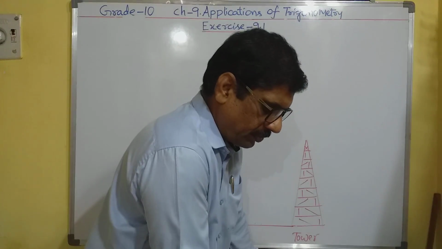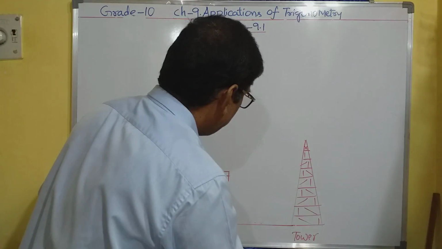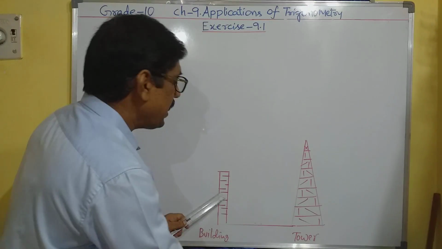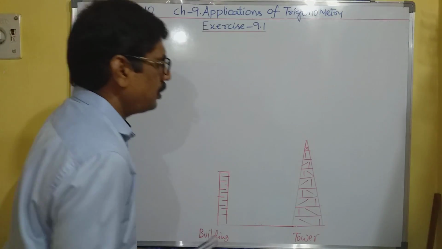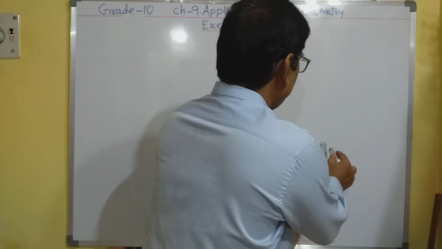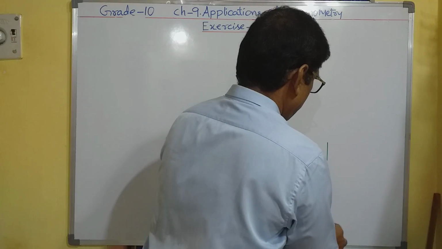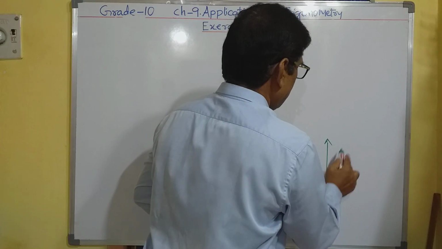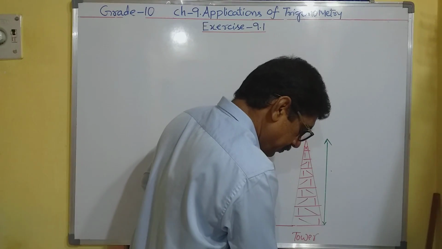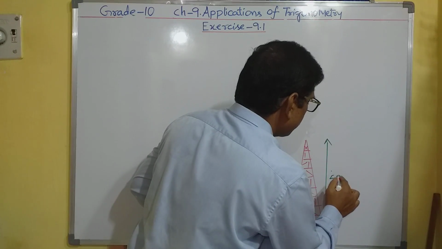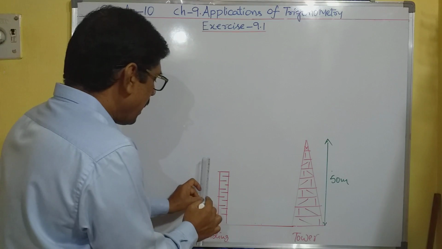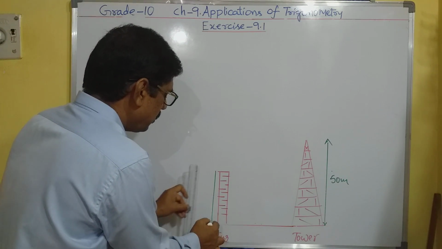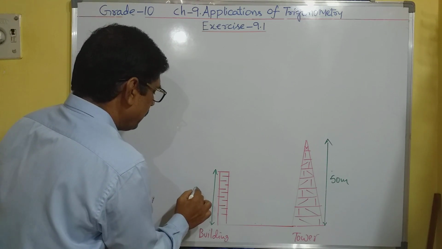Here you look at this. Here there is a building and a tower. The tower height was given. What is the height of the tower he has given? 50 meters? Yes, 50 meters. The building height was not given. So let us take it as h.